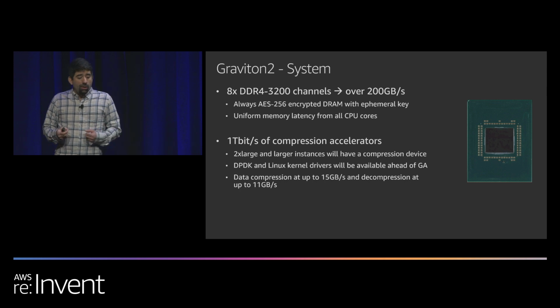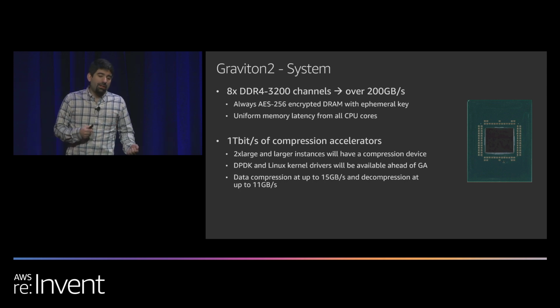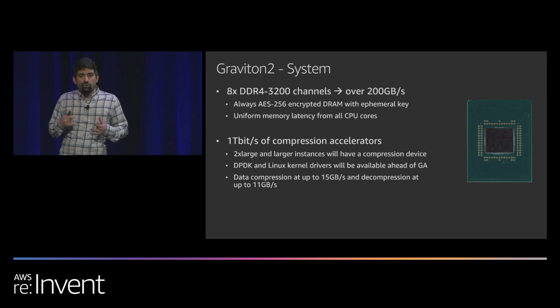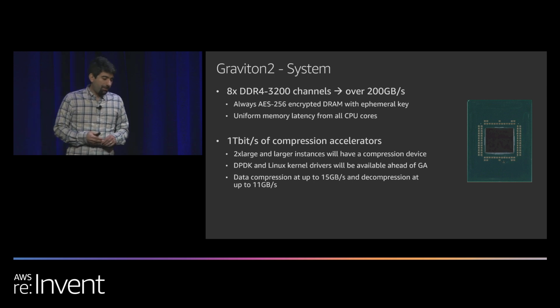In addition, the cores of the memory system work well together, and so it's really easy to extract that bandwidth. You don't need a special program. You don't need special instructions. Just simple loops can get you a lot of the way to the 200 gigabytes a second.